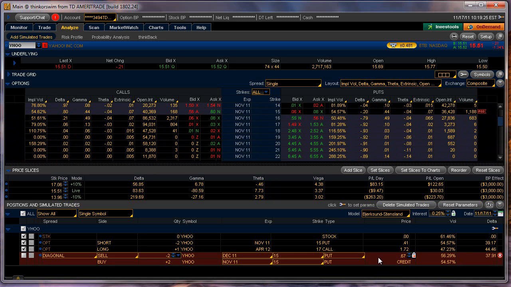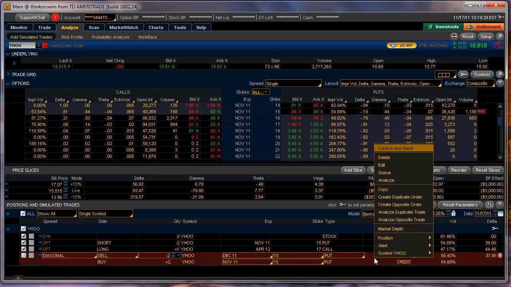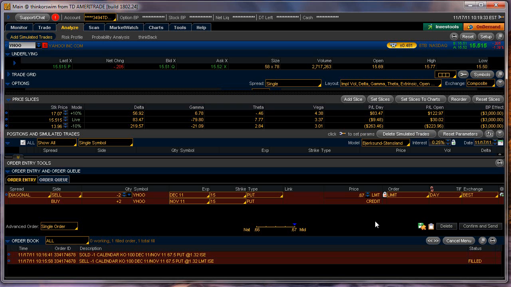Right click on this simulated trade, and I'm going to say create duplicate order, and that way my simulated trade remains there. It doesn't get erased, and I can look at this with a little bit more robustness. 67 cents is a midpoint.